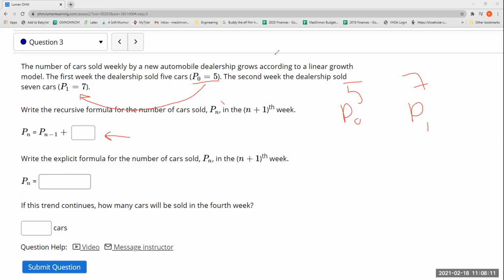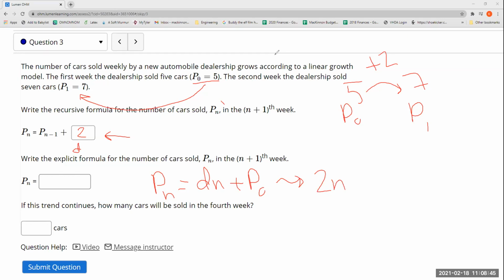What I need to do is find the common difference. What did I add to the one previous to get to it? Well, to get from 5 to 7, I added 2. So my common difference here is 2. Now, since I already know the common difference, when I'm asked for the explicit formula in the next part, I'm pretty much there. So now I've got 2n, and now plus P0.